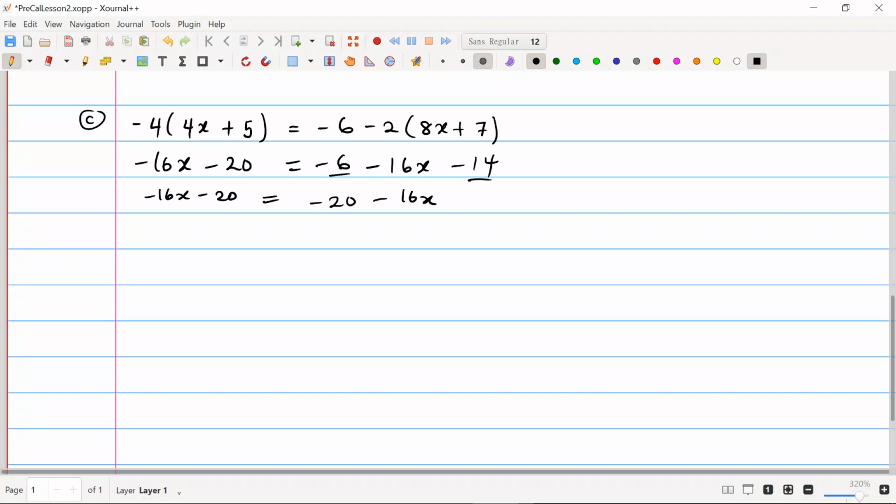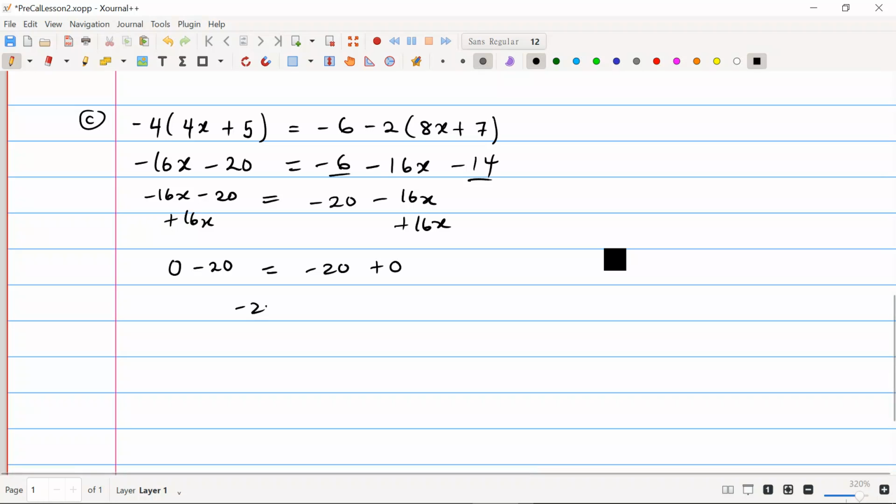Again, I want to bring all the terms with x to the left side, and the terms with no x to the right side. So what I'm going to do is add 16x to both sides. If I do that, on the left side I'm going to have negative 16x plus 16x minus 20, and on the right I'm going to have negative 20 plus 0, because negative 16x plus 16x cancels out. In effect I'm saying negative 20 is equal to negative 20.